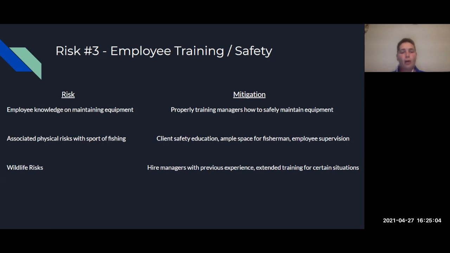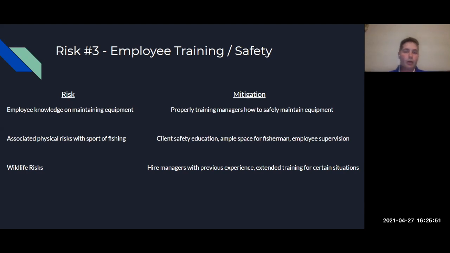The last we're going to discuss is wildlife risks, and wildlife risk goes back as far as even getting a catfish off of a hook or dealing with something more serious like a water moccasin. And we recommend managers that have previous wildlife handling experience, but we don't expect every trained manager to know how to deal with, say, a water moccasin. So we recommend extended training for certain situations like that. And like I said, not only will that save us money, not having to call other people and being more self-sufficient, but also maintaining a safe environment for our clients and the employees.